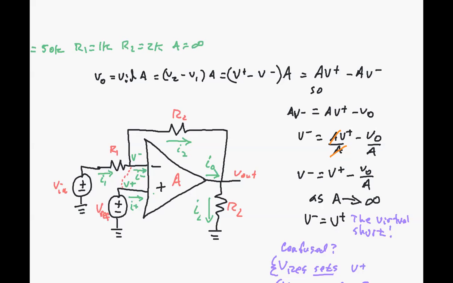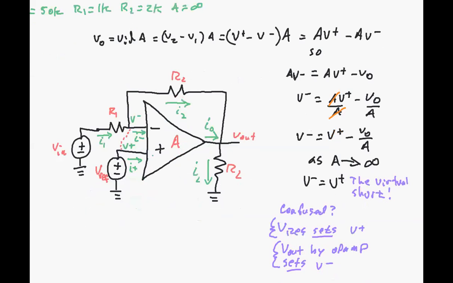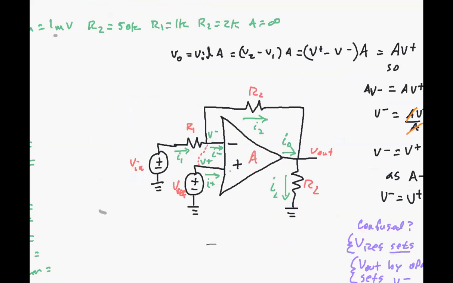That's the virtual short. It operates as something that reflects kind of a one-way voltage. So it's maybe really misleading to say a virtual short, but it's the nomenclature. V out is set by the op amp to make V minus follow, whereas Vref sets V plus. And that's probably a more correct way to think about those things.